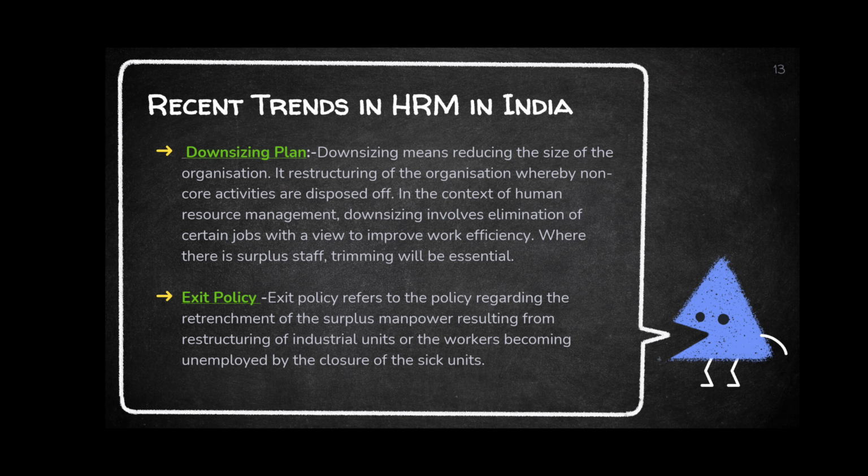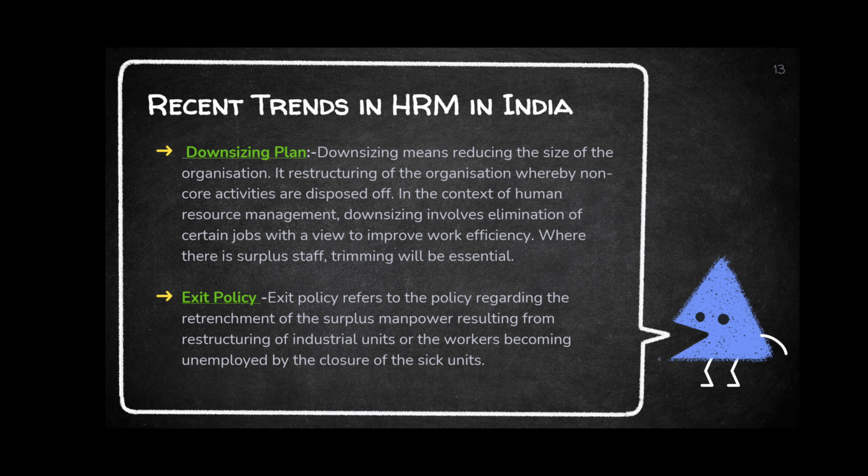What are the recent trends in HRM in India? The first is the downsizing plan. The name suggests that it is reducing the size of the organization. It is restructuring of the organization where non-core activities, that means those activities which are not important in an organization, are to be disposed of. In the context of HRM, downsizing involves elimination of certain jobs with a view to improve the work efficiency. Where there is surplus staff, trimming will be essential.